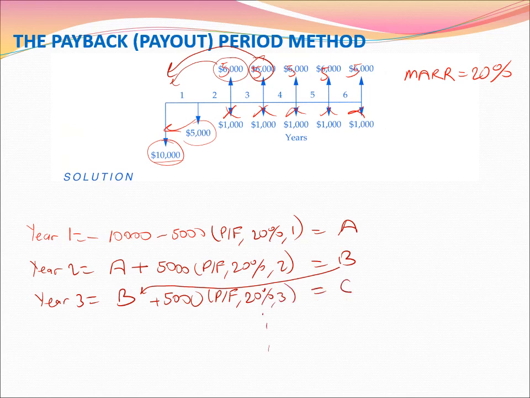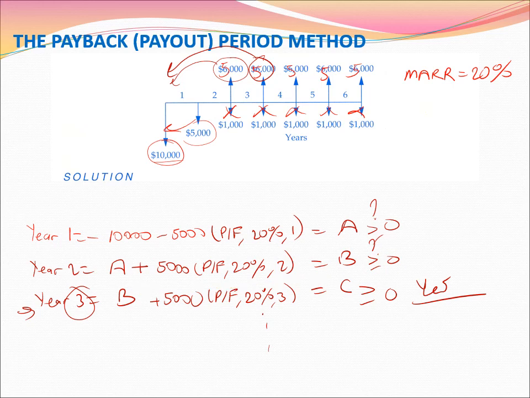And we continue in this way and we check if this is greater than 0 or not. Whenever it is greater than or equal to 0, then this year is the discounted payback period. In the previous case, the simple payback period, we did not use discounting. But in the discounted method, we use it. Therefore, it is more realistic.